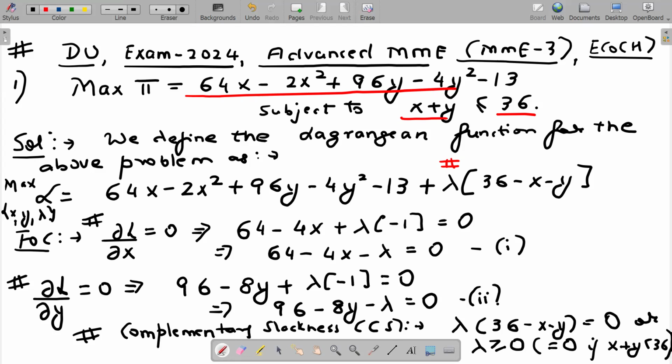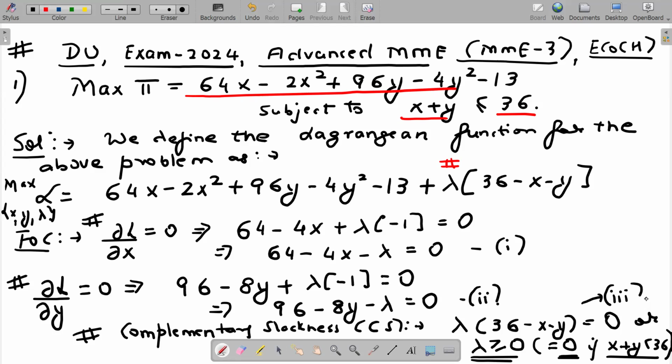Okay, students can find this in my lectures on constrained optimization, where I've looked at the Kuhn-Tucker conditions and complementary slackness. The last condition pertains to lambda times (36 minus x minus y) equal to 0, or the possibility of lambda greater than or equal to 0 with lambda exactly 0 if x plus y is less than 36. This is my third condition.